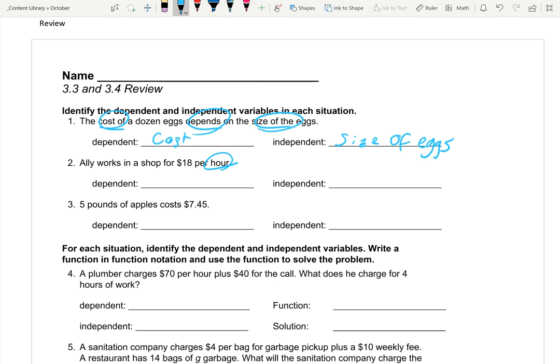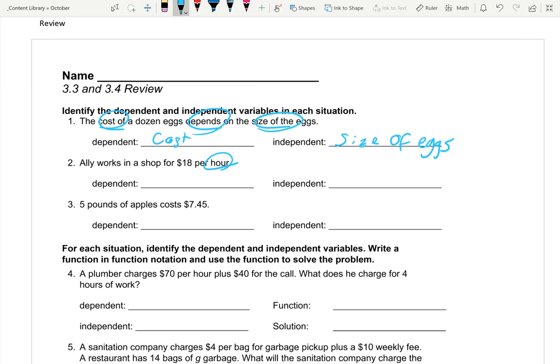And then the amount of money that Allie makes overall would change depending upon the hours that she works, right? So there are two things to consider: the number of hours that she's going to work and the amount of money she makes based on the number of hours she works. So since the amount of money she makes is dependent upon how many hours she works, the amount of money she makes is dependent, and the hours she works is independent.